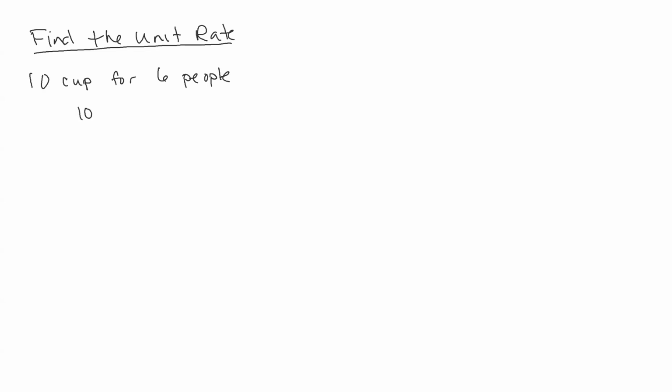So if we have 10 cups of coffee for 6 people, if we were just simplifying the rate, we would just reduce this and we would get 5/3. That would mean there would be 5 cups of coffee for every 3 people. But in this case, we want to find the unit rate. That means we want the denominator to be exactly 1. And the way to get this denominator to be 1 is to divide it by itself. Now, if I divide the denominator by something, I have to divide the numerator by the exact same value.